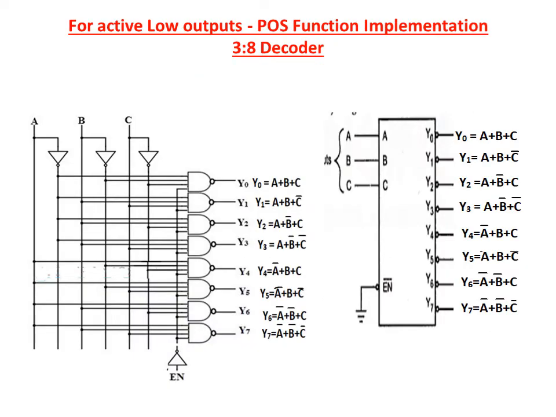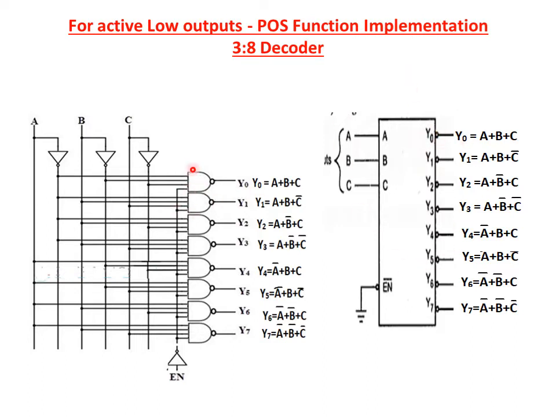For implementing the active low outputs, we have to use the active low logic diagram for implementing the POS functions. So this is the active low logic diagram for a 3:8 decoder. The outputs we obtain at each point are Y0 equal to A plus B plus C and Y7 equal to A bar plus B bar plus C bar. That means we are obtaining the outputs Y0 to Y7 in max terms.